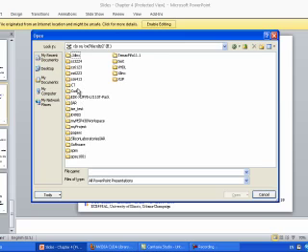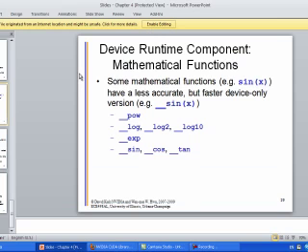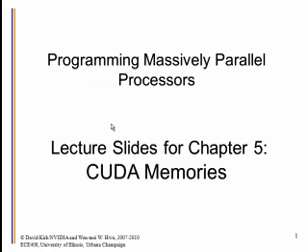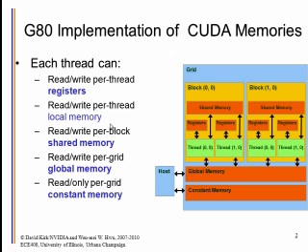Chapter 5 is a little bit more detail about the memory system. So let's take a look at the CUDA memory models. First, let's look at the G80 implementation of CUDA memories.